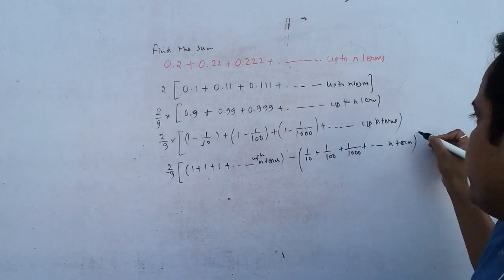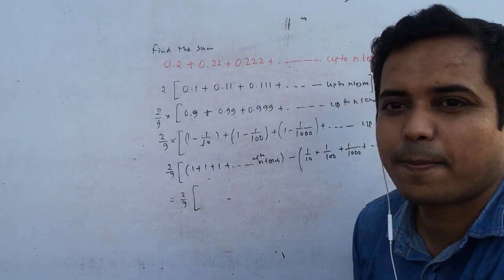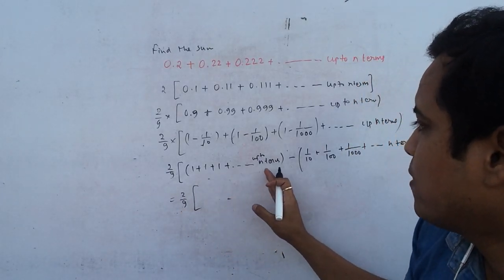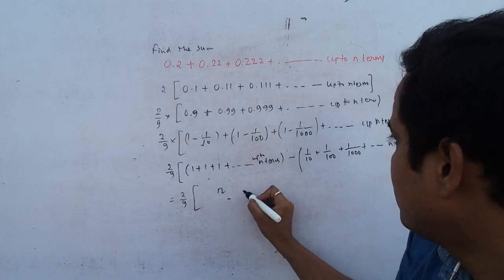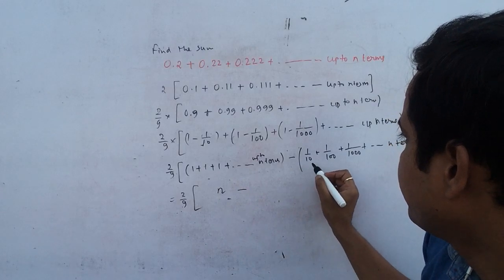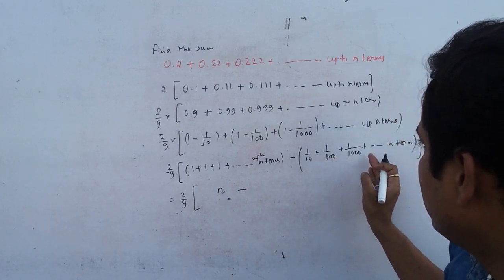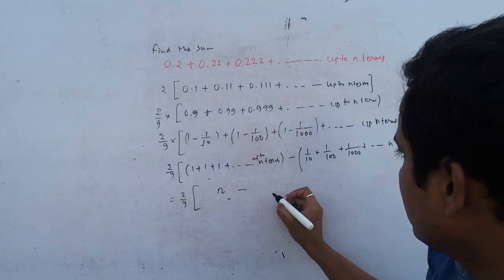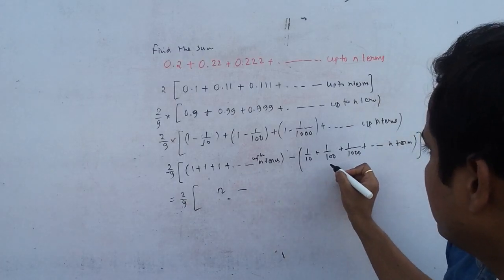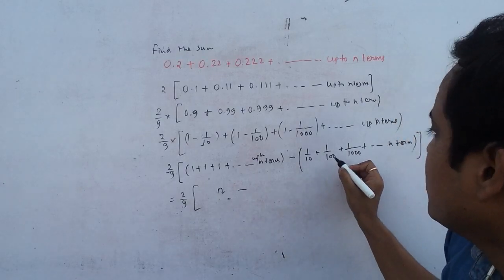Okay, so you get n 1s, 1 1 1 1 up to n terms. You will get the answer n, that means n times 1, minus 1 upon 10, 1 upon 100. So this will be, I think, a geometric progression.